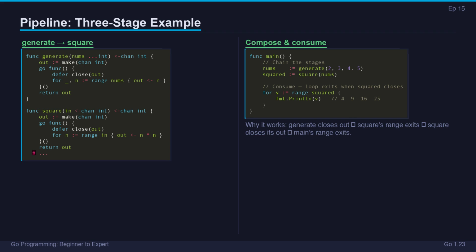Adding a stage is just adding a function call. Removing a stage is just removing one. That's the composability that makes pipelines powerful.